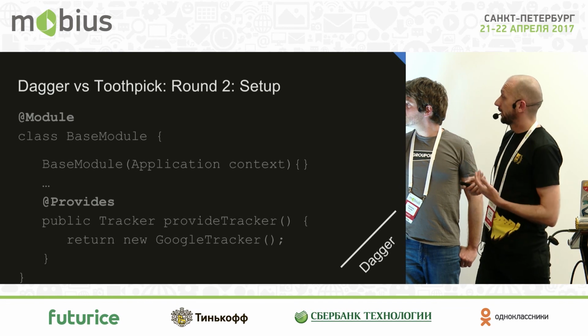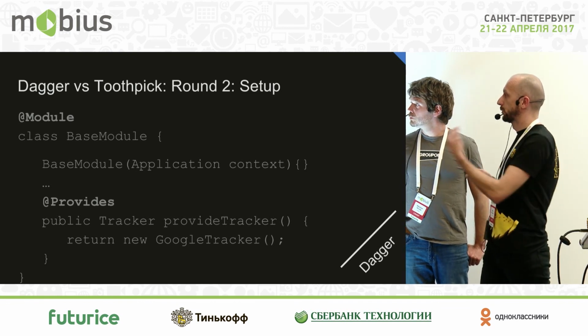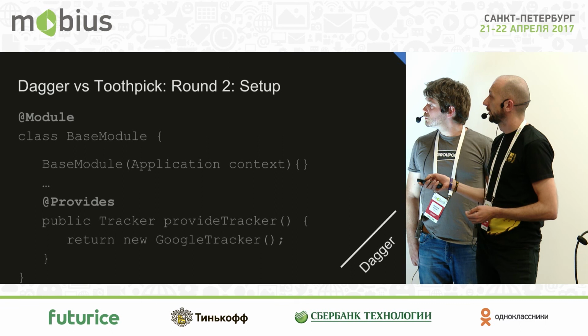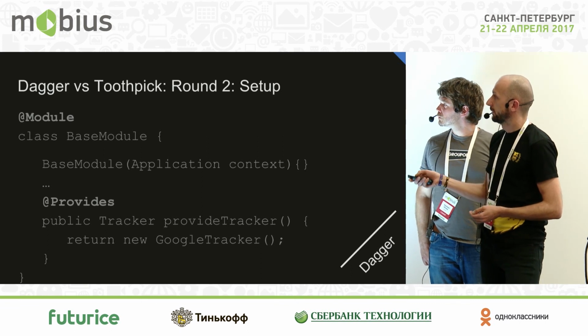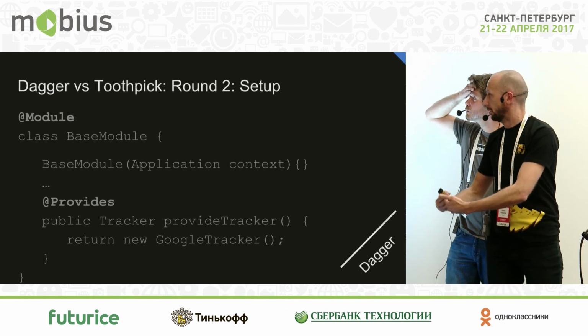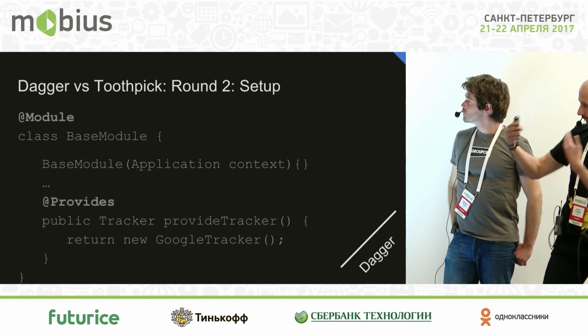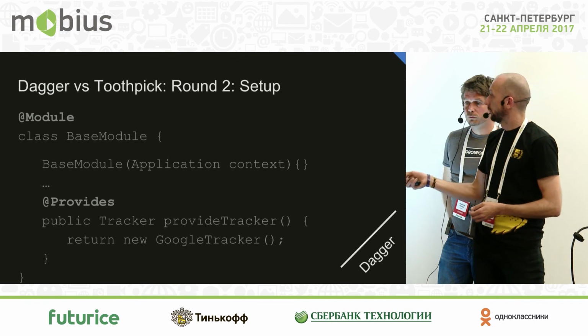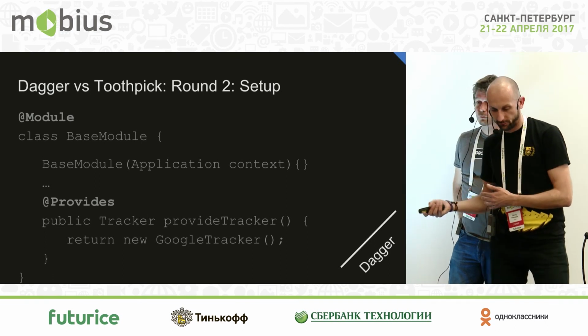And then for everything which you cannot use constructor injection for, so for example, how to map an interface to a specific class, you would create this @Provides. So this is the method that Dagger calls when you need a tracker. So when you do @Inject Tracker, it would actually go there, find this method, and give you the new Google tracker.